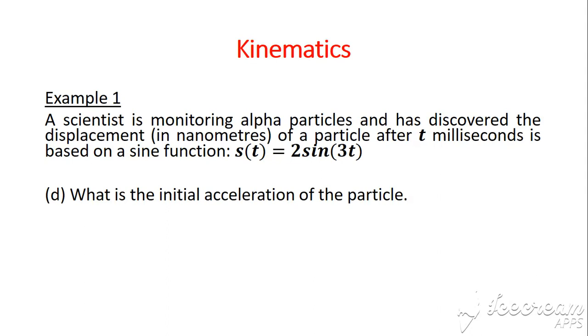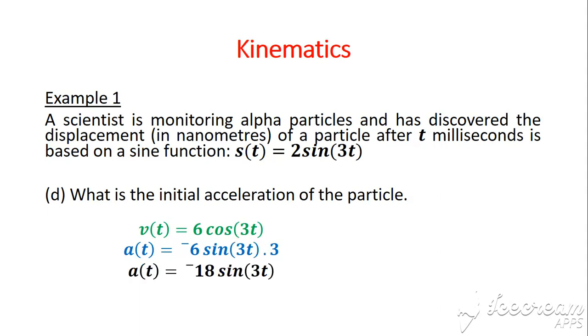Right, part D, what's the initial acceleration of the particle? Well, we've got a velocity function we worked out in the last part, so we once again have to differentiate to get the acceleration function. Now, cosine differentiates to negative sine, so that's why we get negative 6 sine bracket 3t, and once again it's composite, so please remember to multiply by u dash, which is 3. So our acceleration function becomes negative 18 sine bracket 3t.